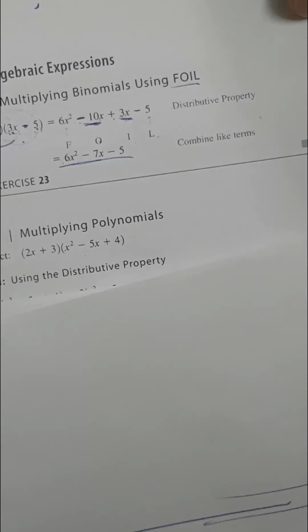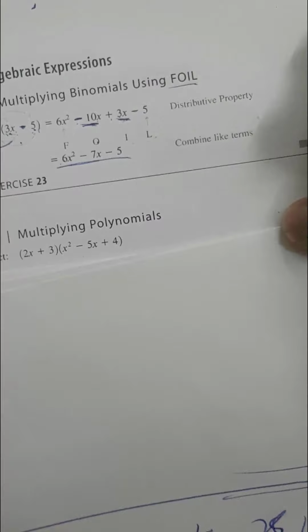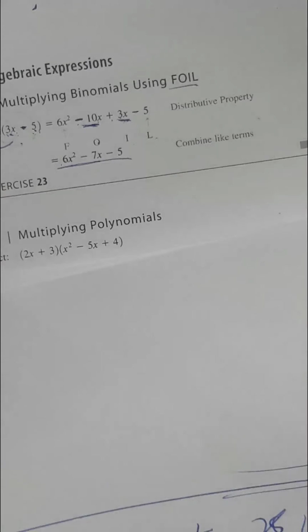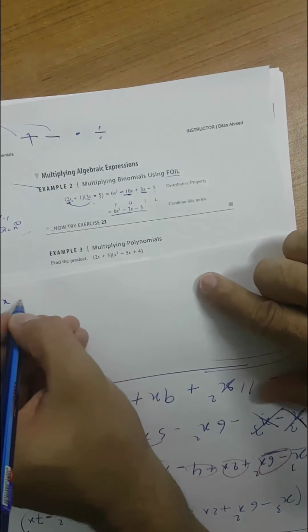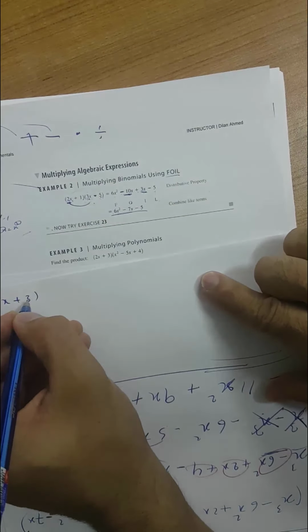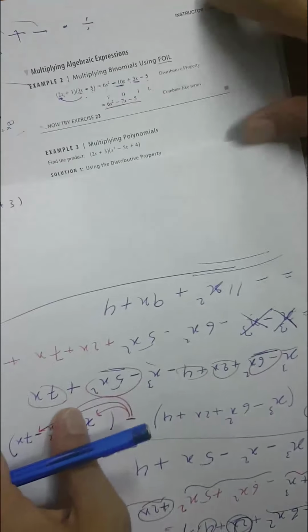How about the other example? For example, I have a trinomial by a binomial. So I have 2x. Okay, example 3 in page 21. So I have 2x plus 3. Okay, dear. Sorry. I have what?